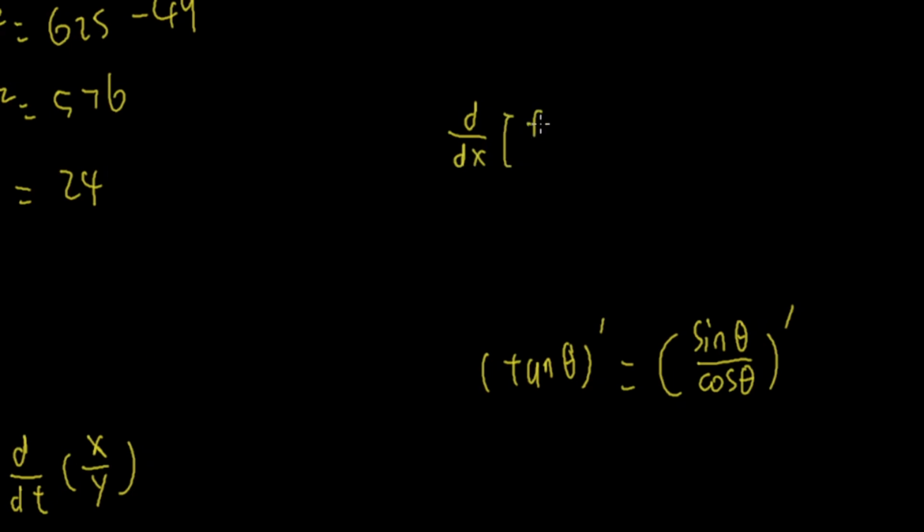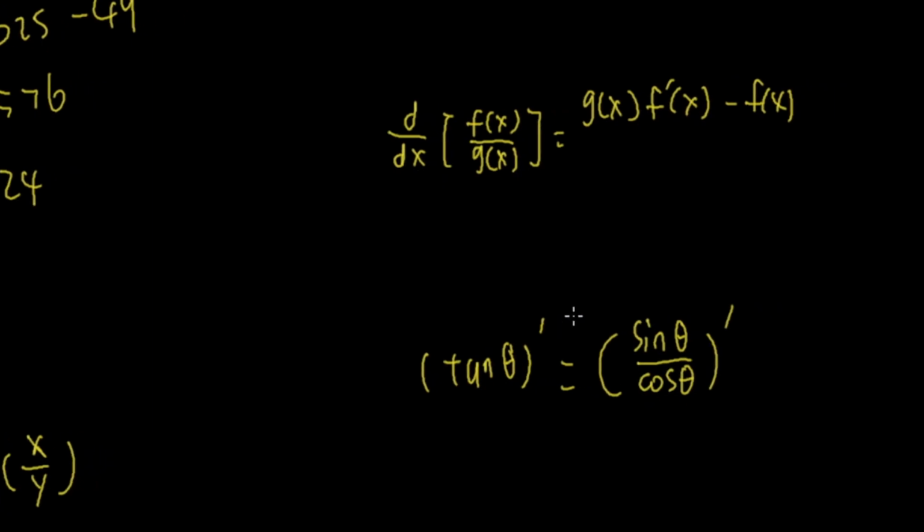The derivative of a function divided by another function is the same as the bottom function times the derivative of the top function, minus the top function times the derivative of the bottom function, all divided by the bottom function squared.